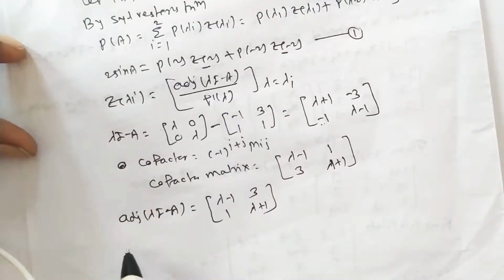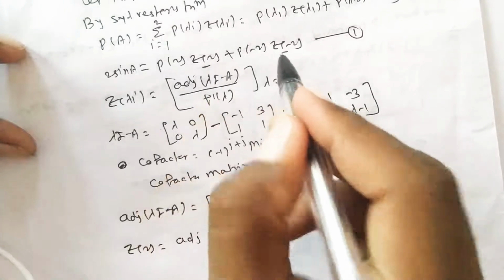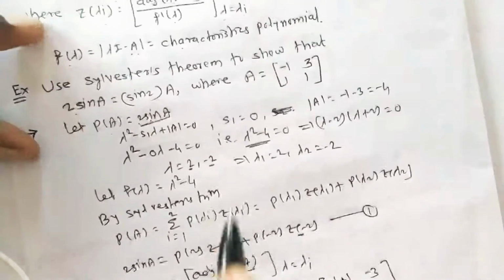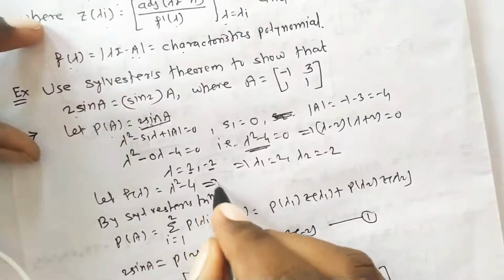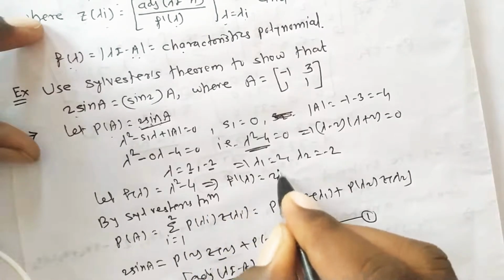So how do we write Z of 2 first? Z of 2 is equal to, taking lambda equal to 2 eigenvalue, because we want Z of 2 and Z of minus 2, adjoint of 2I minus A upon f dash of 2. Now f of lambda is equal to lambda square minus 4. So using this we can write f dash of lambda is equal to 2 lambda. Okay.